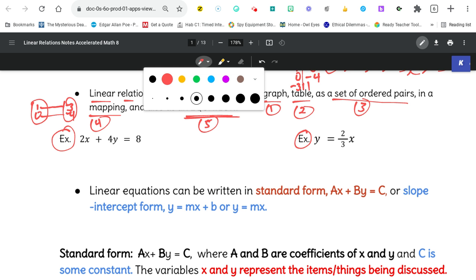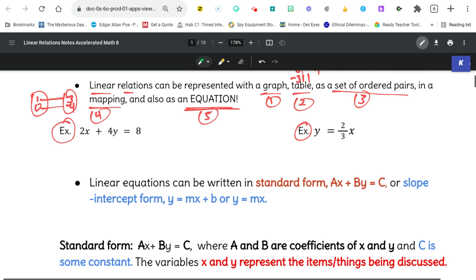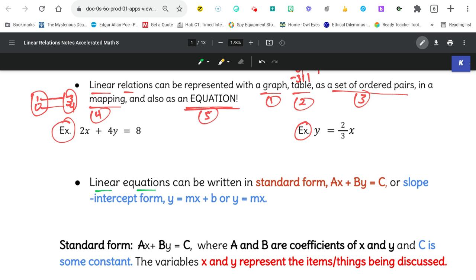All right, I'm going to go ahead and we'll take a look at how you decide whether an equation is linear. Linear equations can be written in what we call standard form. This is standard form, what I have in red: Ax plus By equals C. That's standard form.